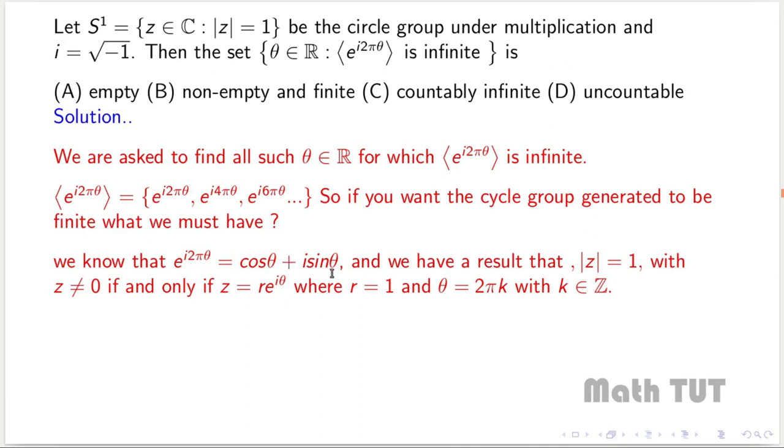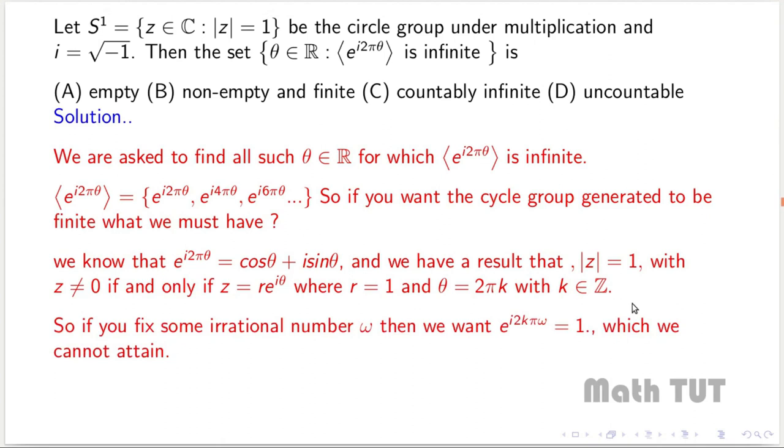It is not i 2 pi theta, it is e raised to i theta, so it is cos theta plus i sin theta. If you assume z to be in its polar form, then mod z is equal to 1, where z is not equal to 0, if and only if r is 1 and theta should be 2 pi k, where k is actually an integer. So this is the only case where you're going to get the modulus of z to be 1. That is, you have the complex number lying on that circle with radius 1, centered at (0, 0).